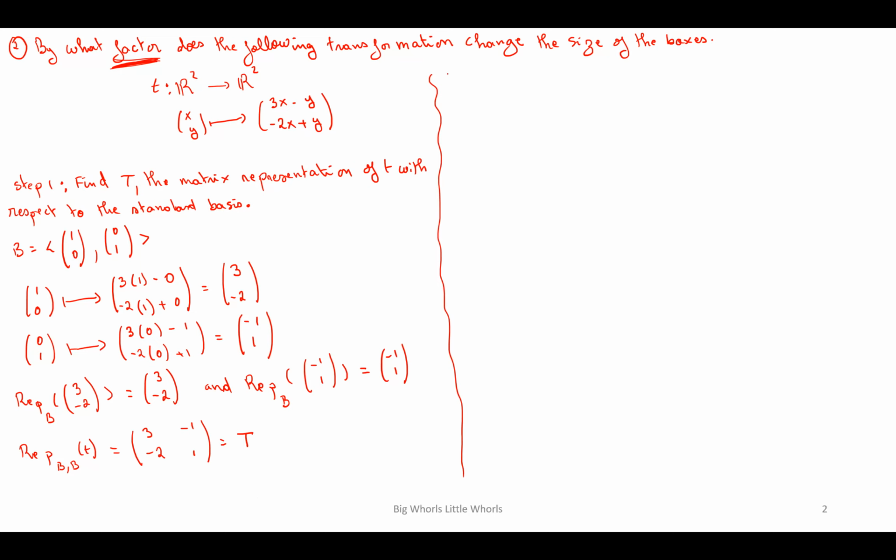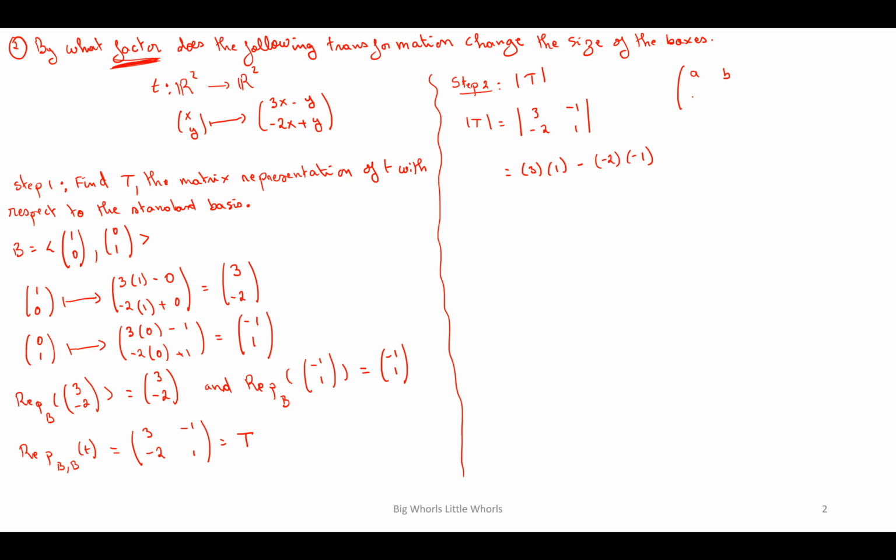Now, step 2, to be able to find the factor we are looking for: find the determinant of T. So the determinant of T is equal to the determinant of the matrix with columns (3, -2) and (-1, 1), which is equal to 3 times 1 minus (-2) times (-1). I'm sure you remember how to find the determinant of a 2 by 2 matrix without necessarily using Gauss's method or Laplace expansion.